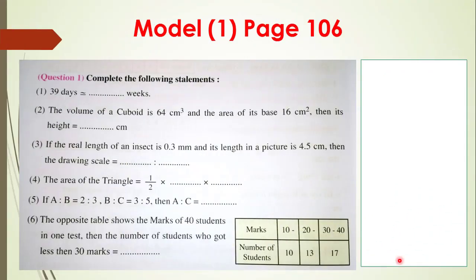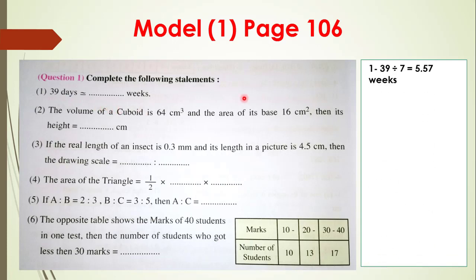Okay, let's start with question number 1. Complete the following statements. Number 1, 39 days equal approximately how many weeks? In this case, I want to know how many weeks are in 39 days, or I want to convert from days to weeks. We all know that each week consists of 7 days. So to convert from days to weeks, you should divide by 7.